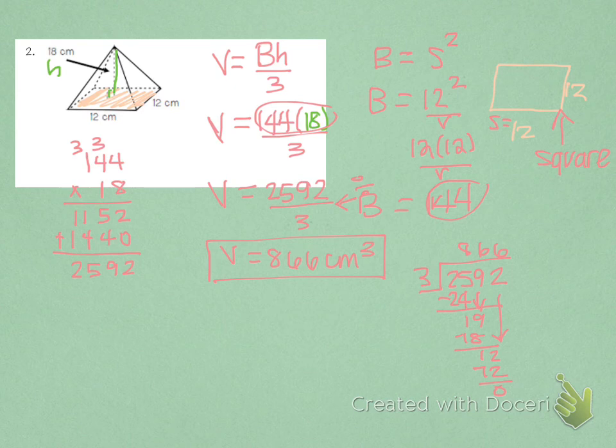18 is our height here of the prism. We plugged that in and we multiplied 144 times 18 and got this. And then we had to divide 2,592 by 3 and we got this right here.